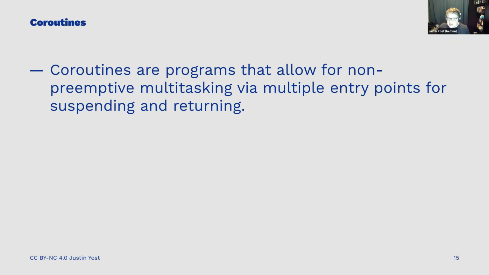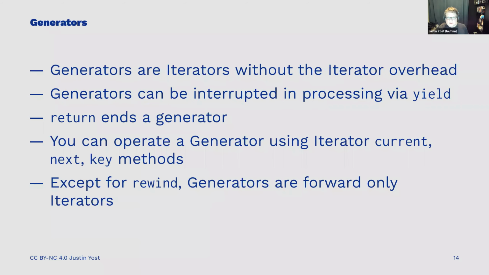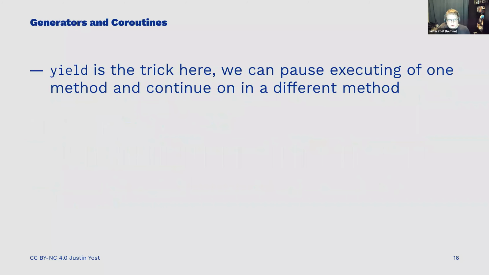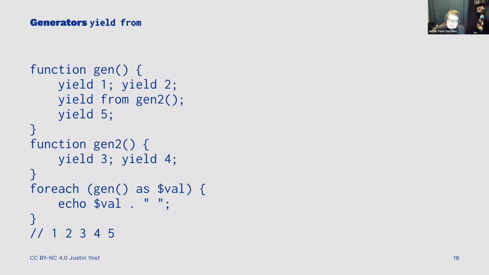You'll note that's exactly what a generator allows you to do. A generator allows you to stop processing, go into a different section of code, come back, or even exit the generator and enter back in at a different location. We're going to have to get some more information, though, to do that. But the yield is the trick here. We can pause the execution of one method and then continue on in a different method when we use that yield keyword. So again, more knowledge of generators. If you were confused beforehand, we're just going to get a little more confusing, unfortunately.